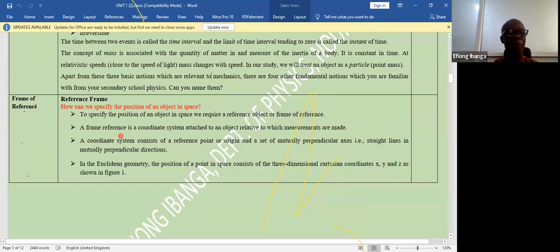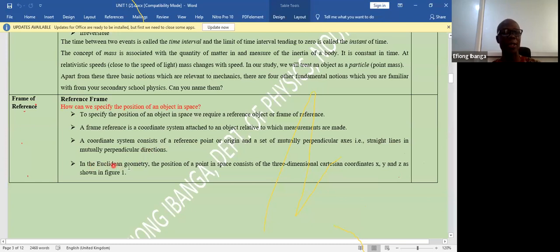Now, a frame of reference is a coordinate system attached to an object relative to which measurements are made. A coordinate system consists of a reference point or origin and a set of mutually perpendicular axes, that is, straight lines in mutually perpendicular directions.